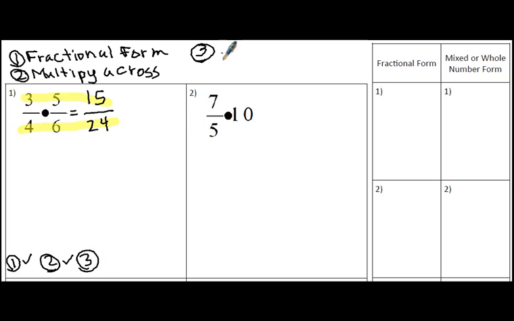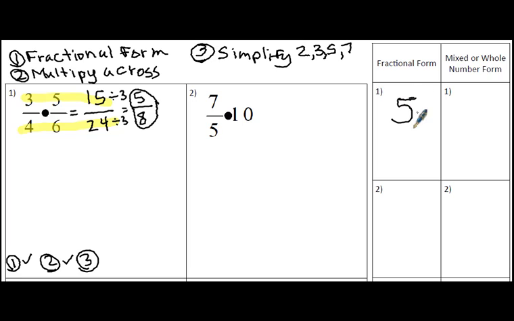Step 3 is once I have my answer, I need to make sure it is in simplest form. So I'm going to simplify. When I simplify, I'm going to look for 2, 3, 5, and 7. And if none of those go in, then it is in simplest form. I'm going to divide by 3 because they're not even, and I see that 3 goes in evenly. 15 divided by 3 is 5, and 24 divided by 3 is 8. And 3 doesn't go in anymore, and 5 and 7 don't go in, so 2, 3, 5, and 7, none of those go in anymore. Then I know 5/8 is in simplest form.